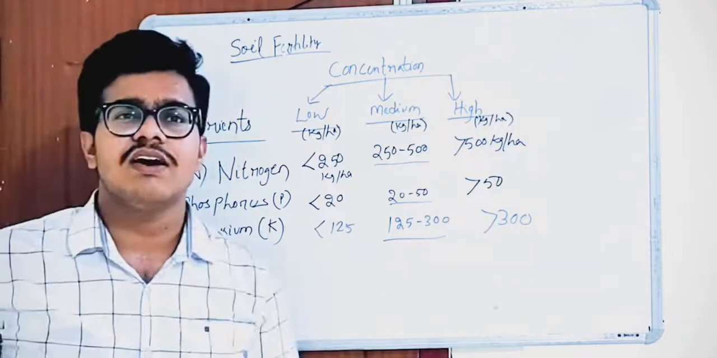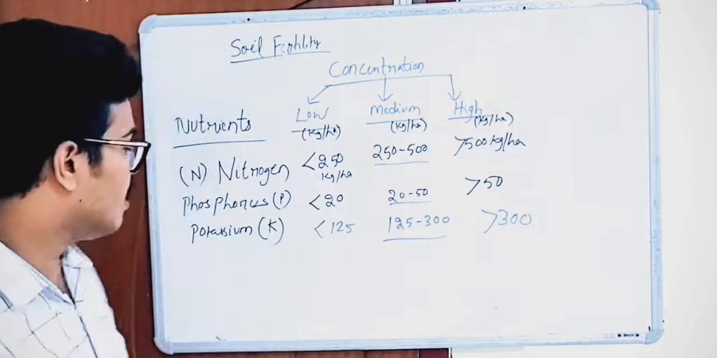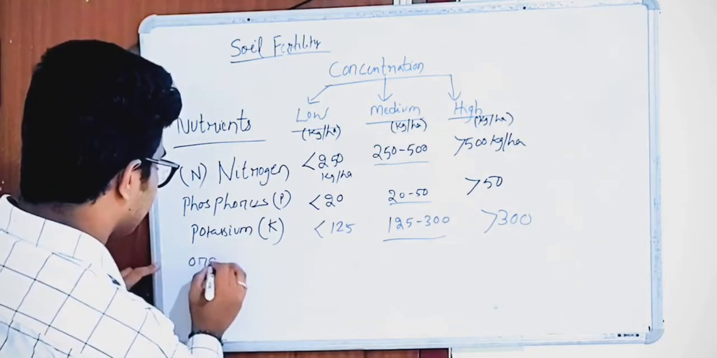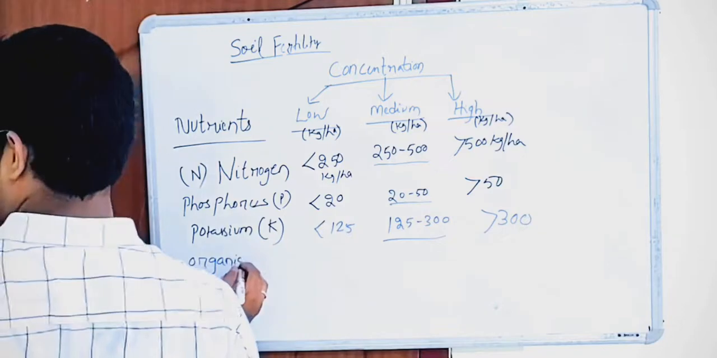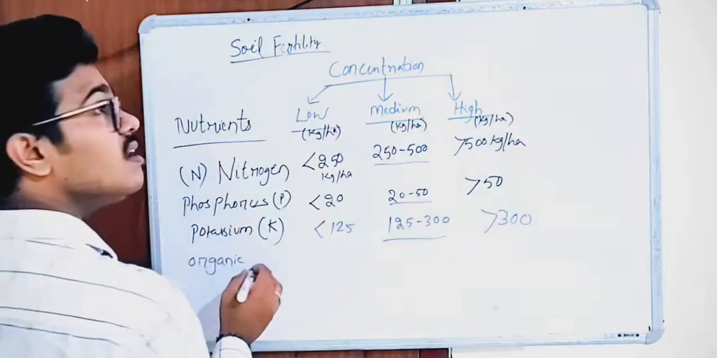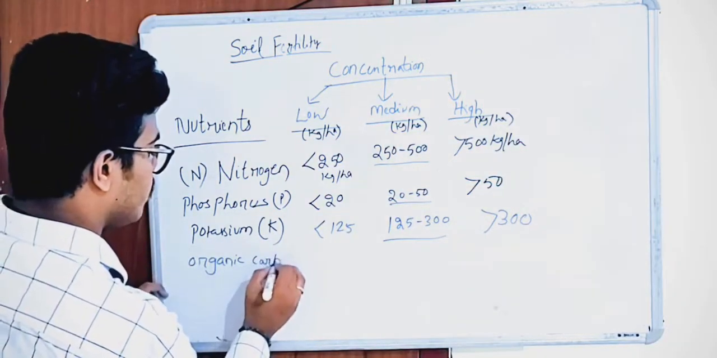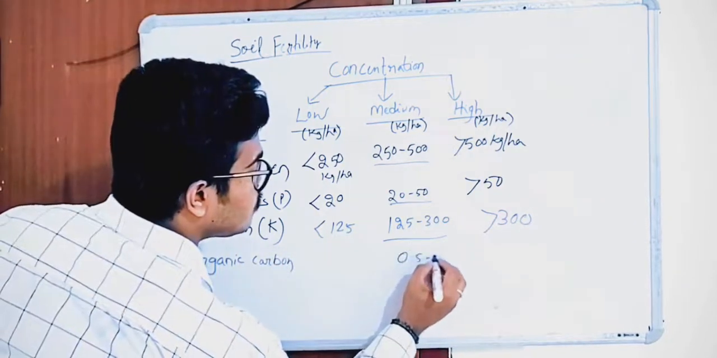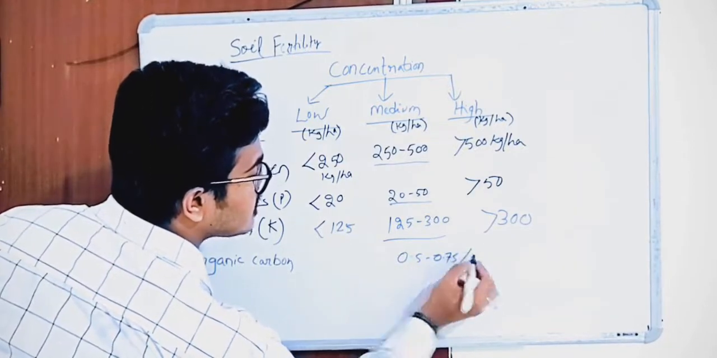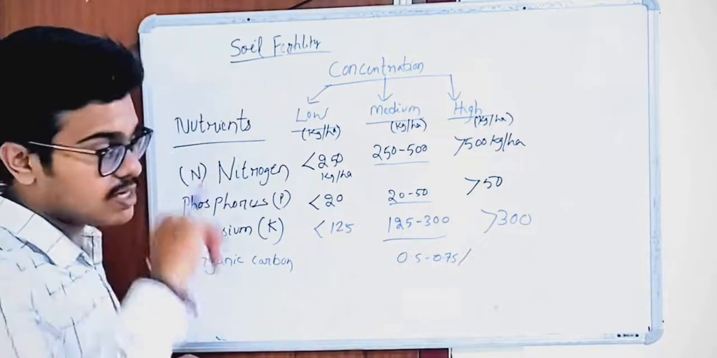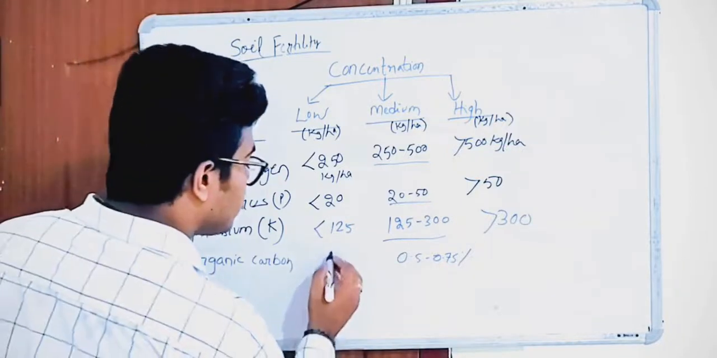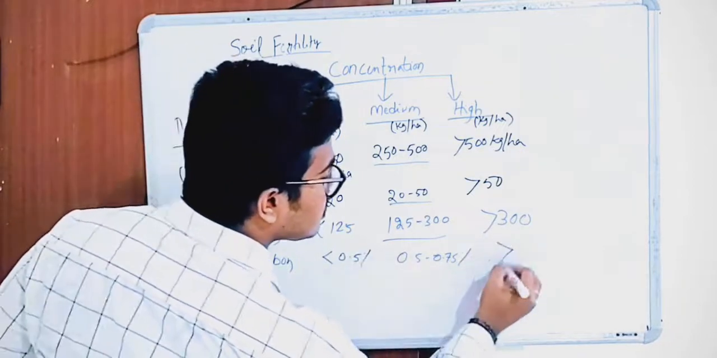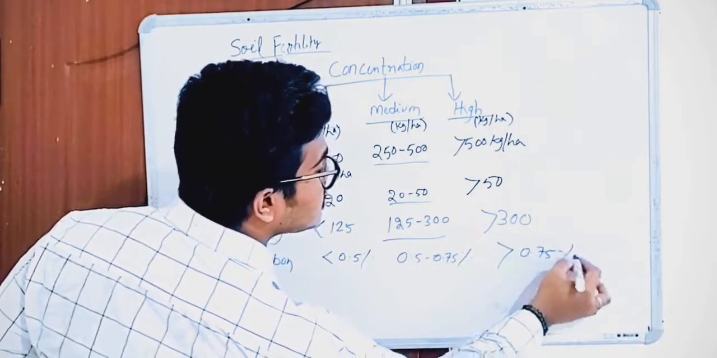Now let's see organic carbon. Organic carbon is one of the most essential elements nowadays. The percentage of organic carbon should be 0.5 to 0.75%. Organic carbon is generally calculated not in kgs per hectare but in terms of percentage. If it is less than 0.5%, then it is low. If it is greater than 0.75%, it is high.